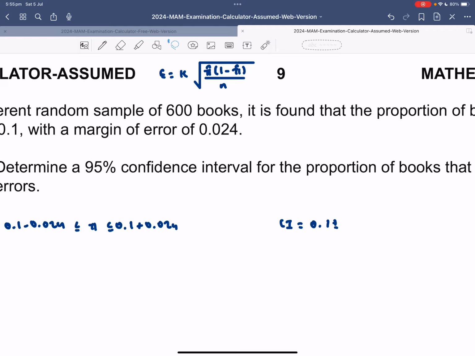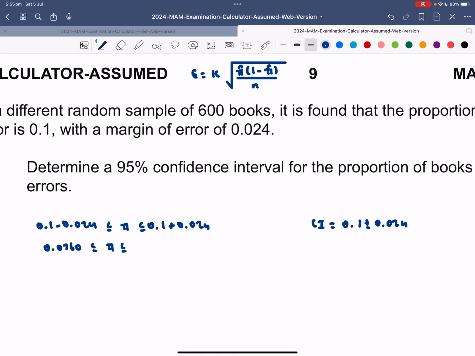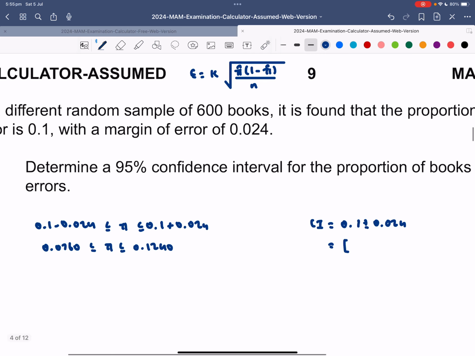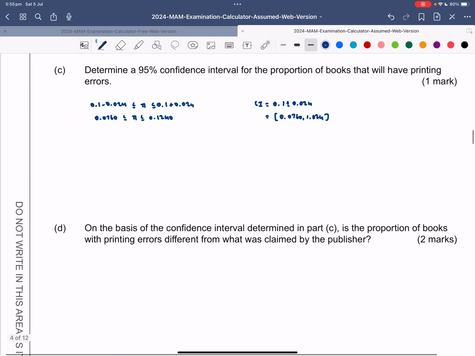You know what would have been better? It would have been better if they at least told us that this margin of error corresponds to a 95% confidence interval, but anyway, we know what they meant. So the final answer for the confidence interval is 0.0760 to 0.1240. Or if some schools are okay with you writing it in a set of brackets, 0.0760 to 0.1240, they're also okay with that.